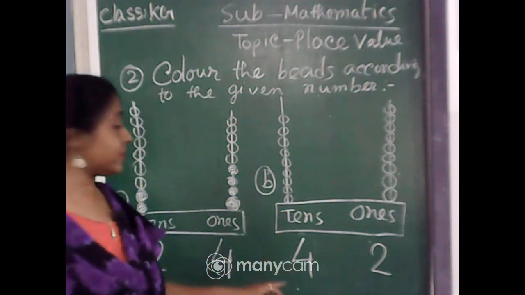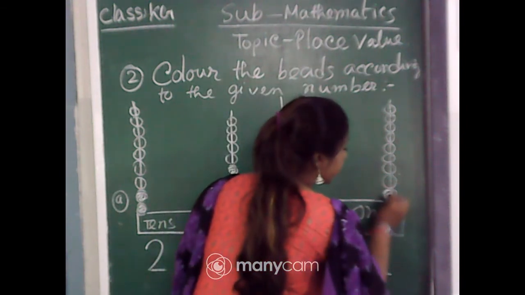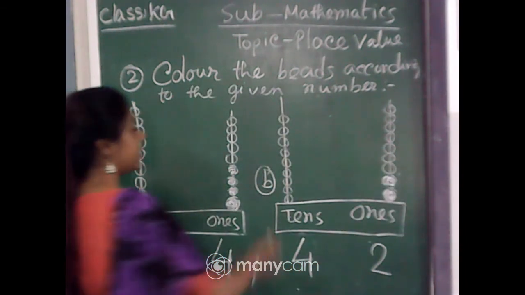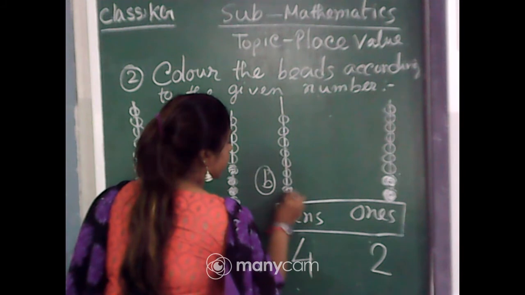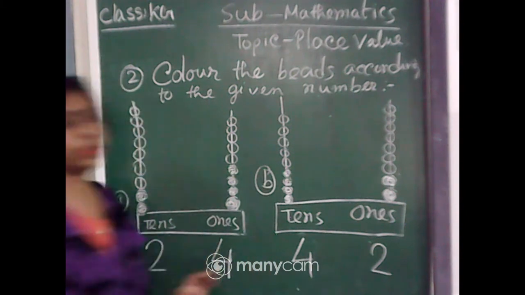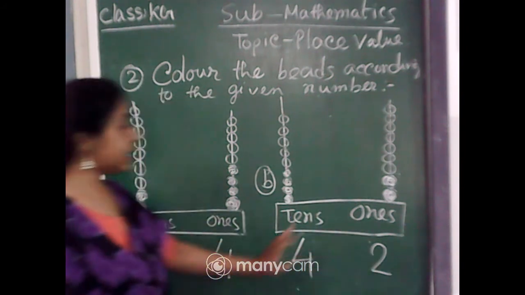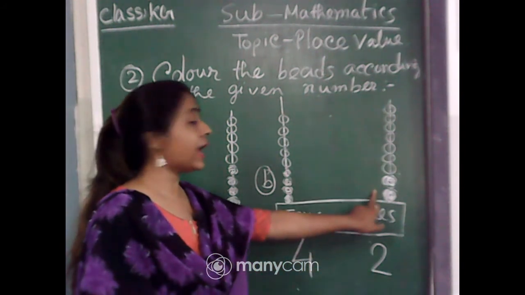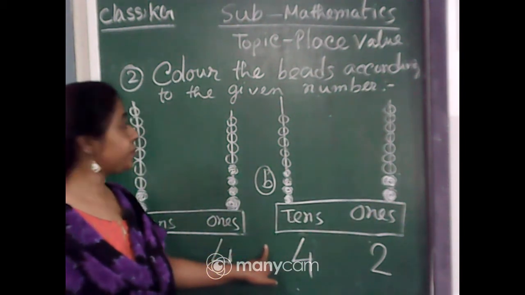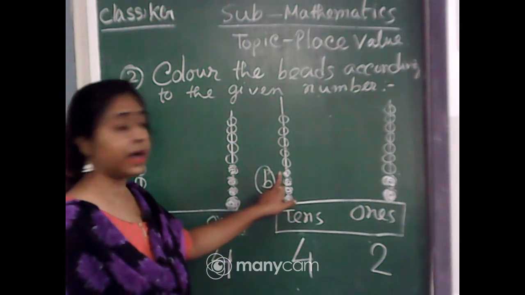Now we are doing this answer. 4 tens, 2 ones means 2 ones, only 2 beads we will color over here, and 4 tens means we will color in the tens column 4 beads, 1, 2, 3, 4. Now our answer is completed. 4 tens, 2 ones, that is in the ones column we have colored 2 beads, and in the tens column I have colored 4 beads, 1, 2, 3, 4.